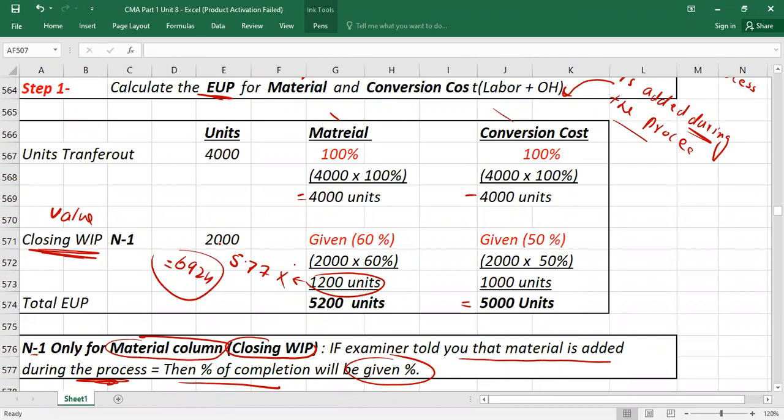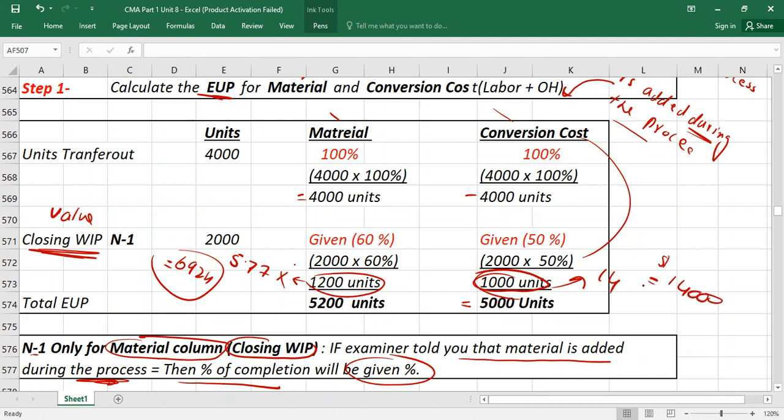Now I want conversion cost for closing work in process. I'll pick these equivalent units because this is under conversion cost. Equivalent units for closing work in process 1,000. Don't take these 2,000. Understood? So I'll pick this 1,000 units and I'll multiply with that $14, because 14 was the conversion cost per unit. I'll get how much? 14,000.